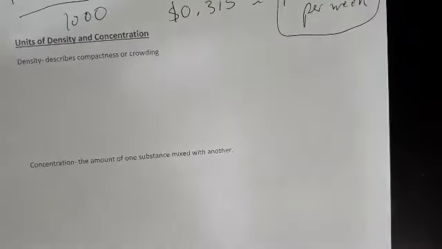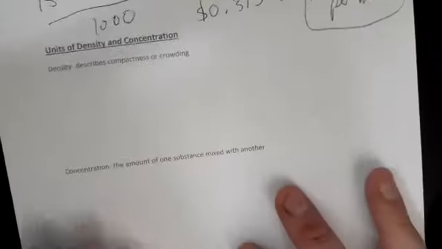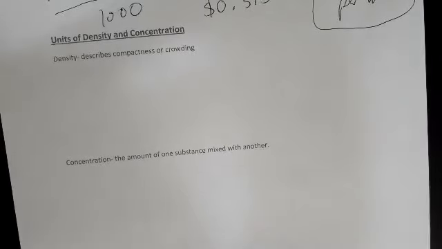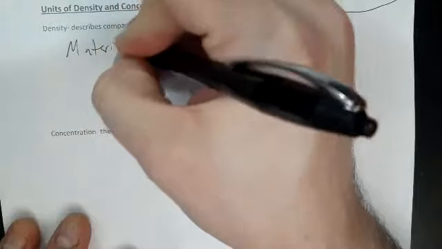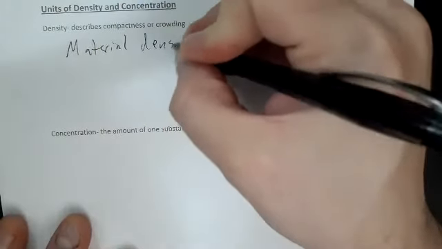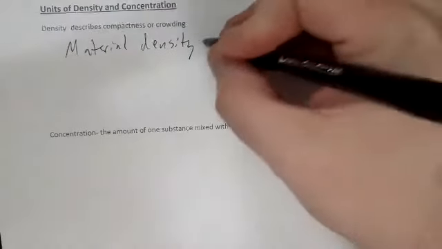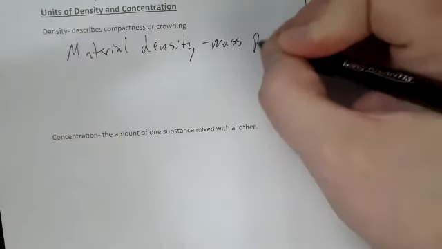The last thing we're going to talk about on this paper is units of density and concentration. So there are very select things that we're going to talk about with density and concentration. So they say here density describes compactness or crowding is how they're defining this. So there are a few things they want to talk about density with. One of the things the book talks about density with is material density. So think about things that we refer to density with. Material density is one of them. And this is mass per unit volume.